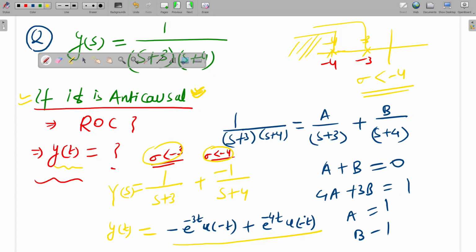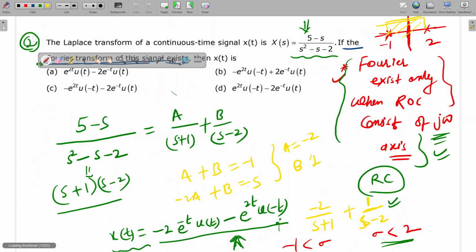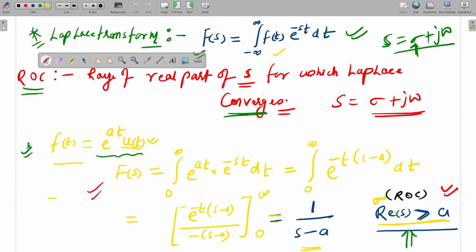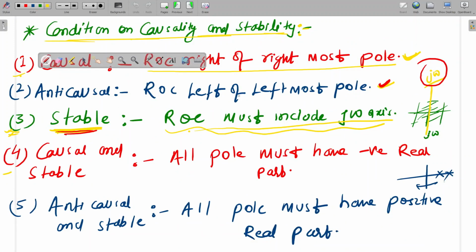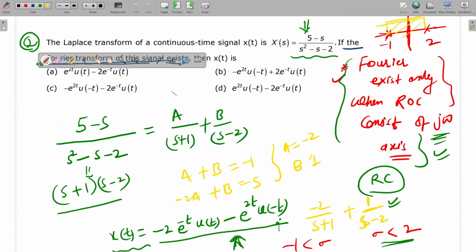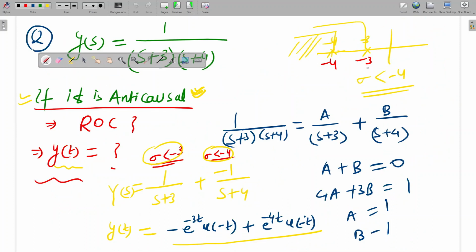Sir, please explain how. Okay. See, already I have written some rules here, including the anti-causal rule. Anti-causal means our ROC should be left of the leftmost pole. Our poles are at minus 3 and minus 4, so the total ROC should be left of the leftmost pole. If the first term has sigma less than minus 4 and the second term has sigma less than minus 3, then the common region is sigma less than minus 4.